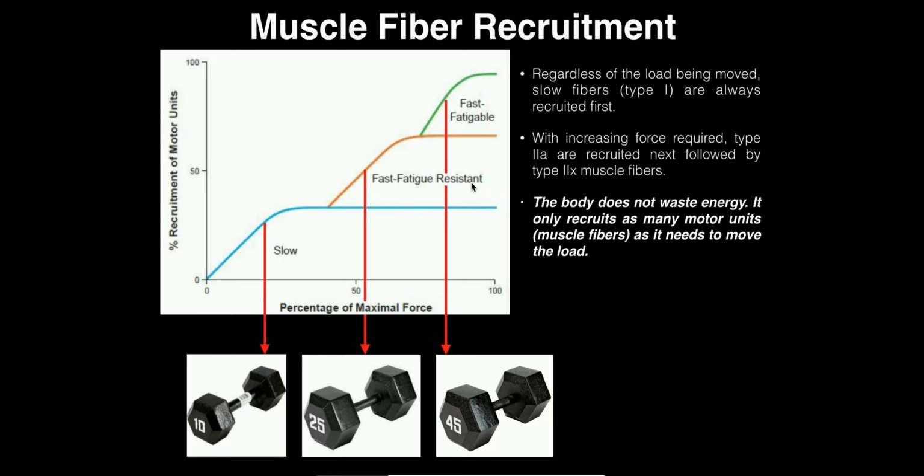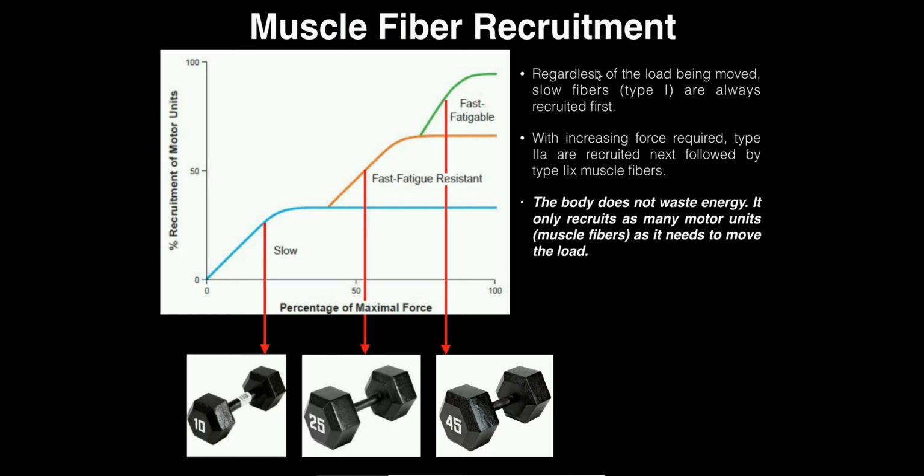We also have fast fatigue resistant muscle fibers. These are also called fast oxidative or type 2A muscle fibers. They're your intermediate muscle fiber types that have intermediate power and also intermediate fatigue resistance. At the top here we have our fast-fatiguable, also called fast glycolytic, and type 2X muscle fibers. These are the ones that generate a lot of power and fatigue quickly, whereas at the bottom the slow type 1 use oxidative metabolism, have low power, and are very fatigue resistant.